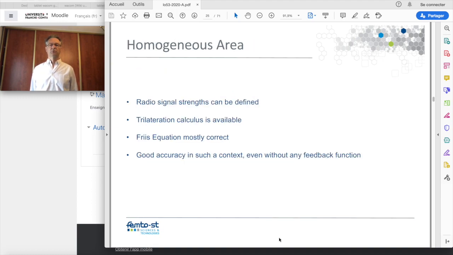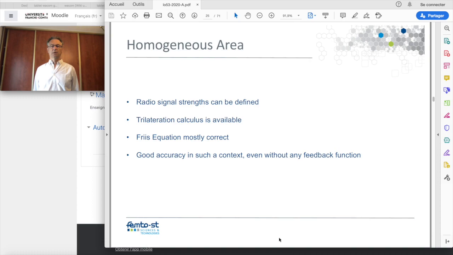When you have a homogeneous area, you are going to have a radio signal strength which can be defined in advance using a model. You can use trilateration to calculate the coordinates. You can use a simple model like the Friis equation, and also, in order to have a good accuracy in such a context, it will be interesting to have feedback information if it's possible, but it's not fully necessary.